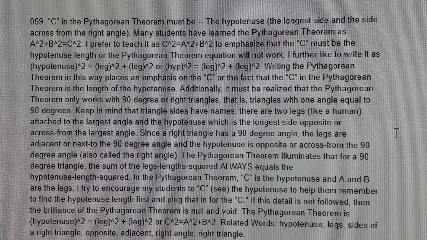The Pythagorean theorem is hypotenuse squared equals leg squared plus leg squared, or c squared equals a squared plus b squared. Related words: hypotenuse, legs, sides of a right triangle, opposite, adjacent, right angle, right triangle.